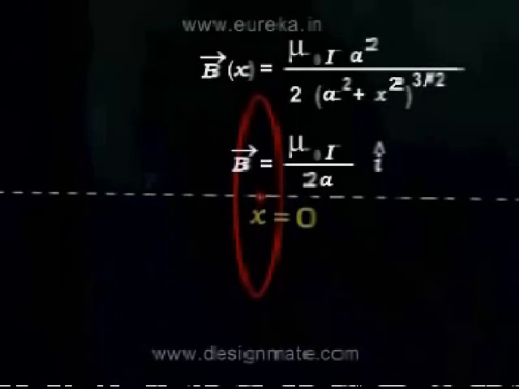If the ring is of n closely wound turns of wire, in the general case, vector Bx is equal to mu 0 n I a square upon 2 (a square plus x square) raised to 3 upon 2 into i cap vector, and at its center, vector B is equal to mu 0 n I upon 2a into i cap vector.